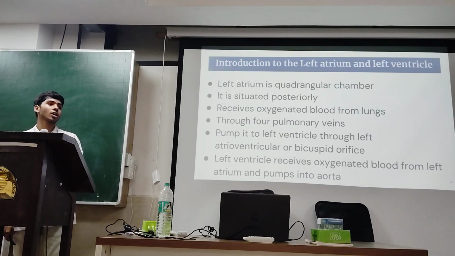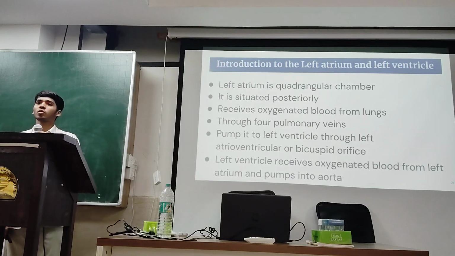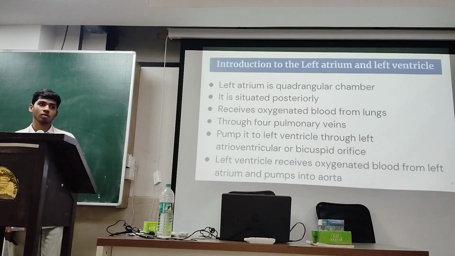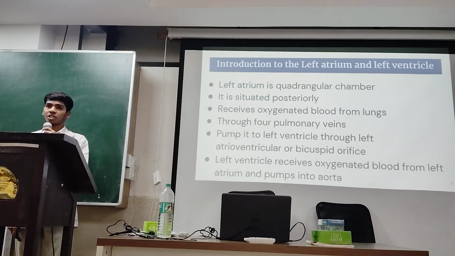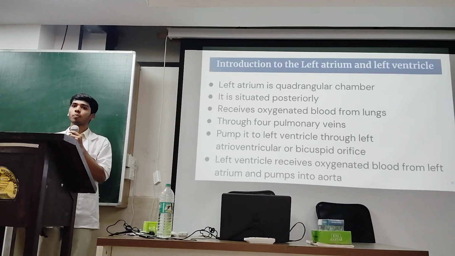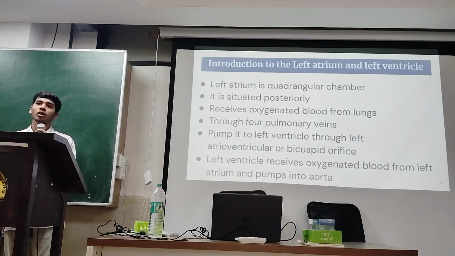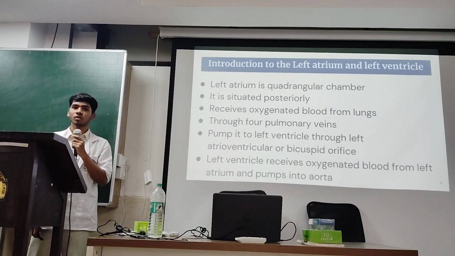Today I will be presenting about left atrium and left ventricle. So let's start with introduction of left atrium and left ventricle. Left atrium is a quadrangular structure. It is situated posteriorly. It receives oxygenated blood from lungs through four pulmonary veins, and it drains into left ventricle. From the left ventricle it is pumped into aorta.